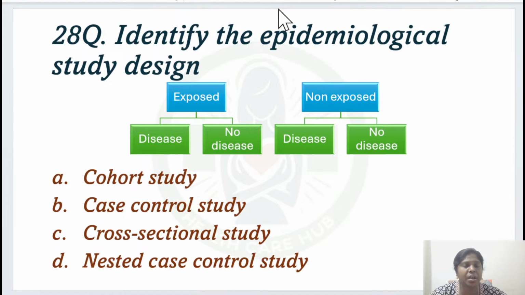Next, 28th question. Identify the epidemiological study design. So, here we have one picture: exposed disease, no disease, non-exposed disease, no disease. Here they have categorized the study and shown this particular design. So, this particular design stands for what? Whether it is a cohort study, case control study, cross-sectional study, or nested case control study. Which one is this? 27th you have answered correctly.